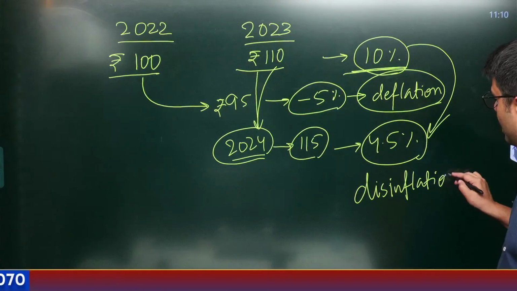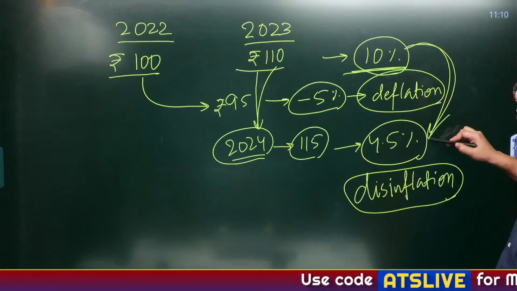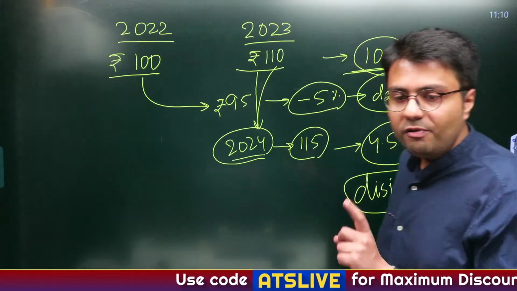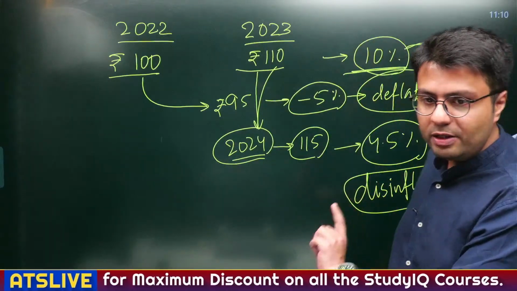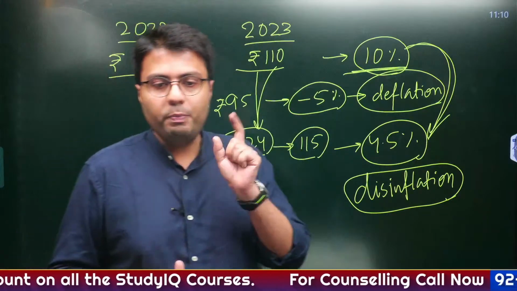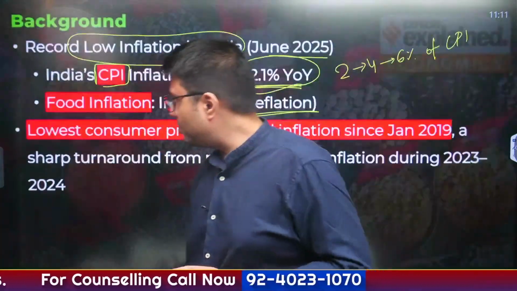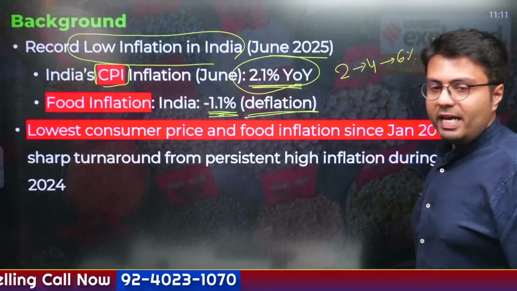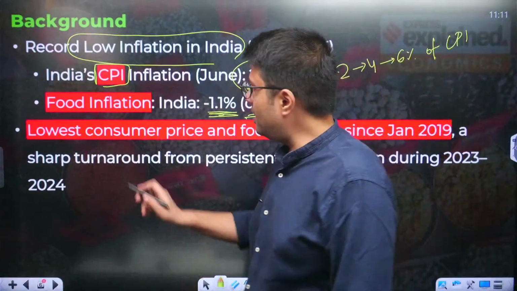This highlights that inflation is there, but it has reduced. And this is called what? This is called disinflation. Disinflation does not mean negative inflation. Disinflation means inflation, but less inflation. Understood the difference between deflation, disinflation, and inflation? Any doubt? Please let me know quickly. Otherwise, I'll move forward.